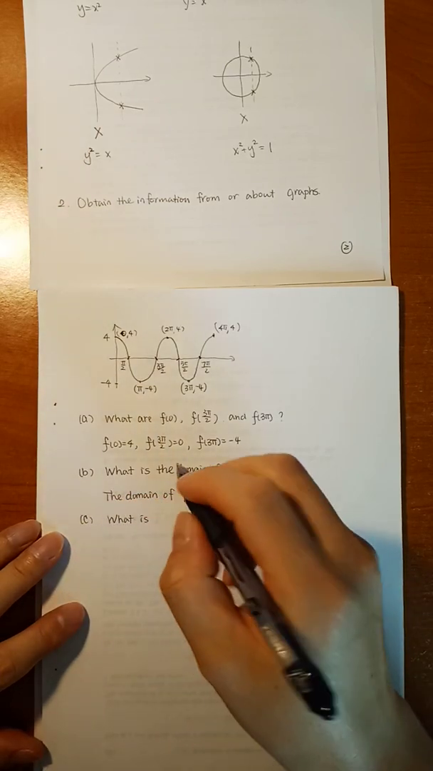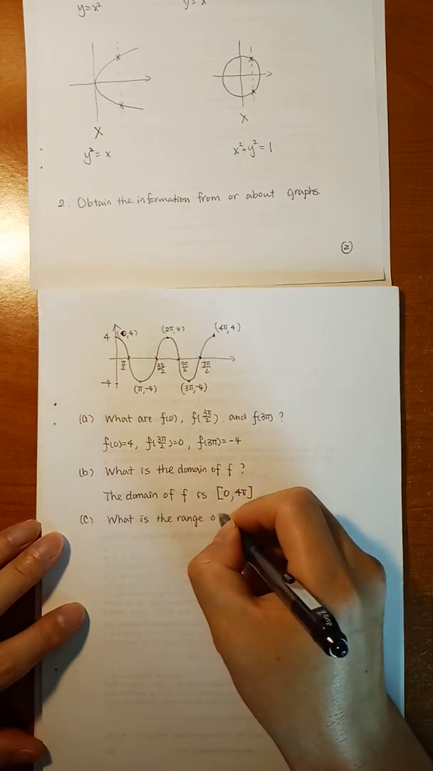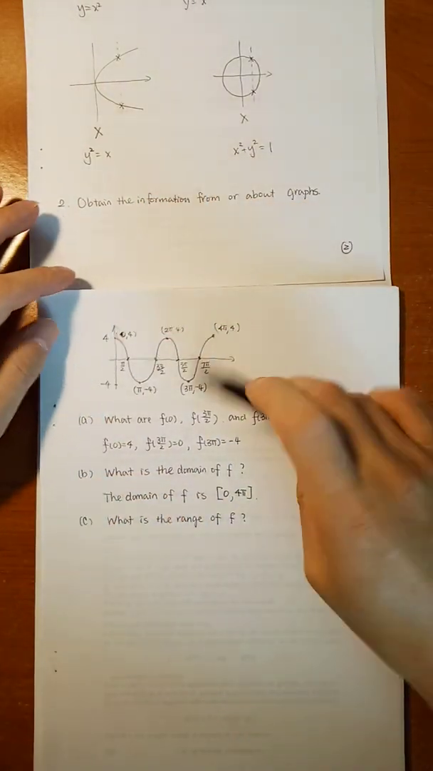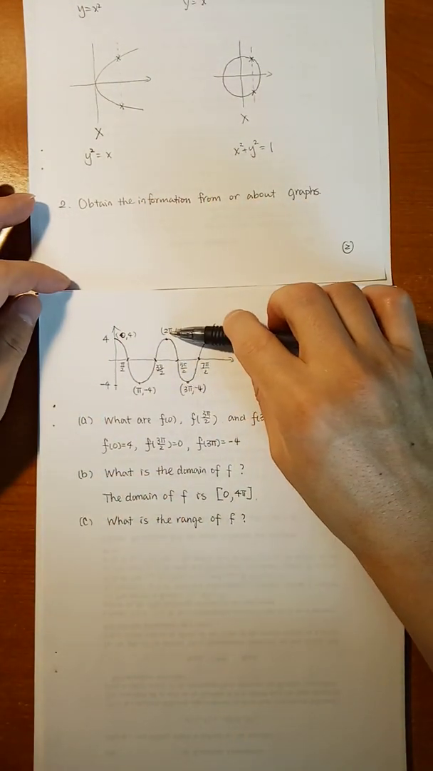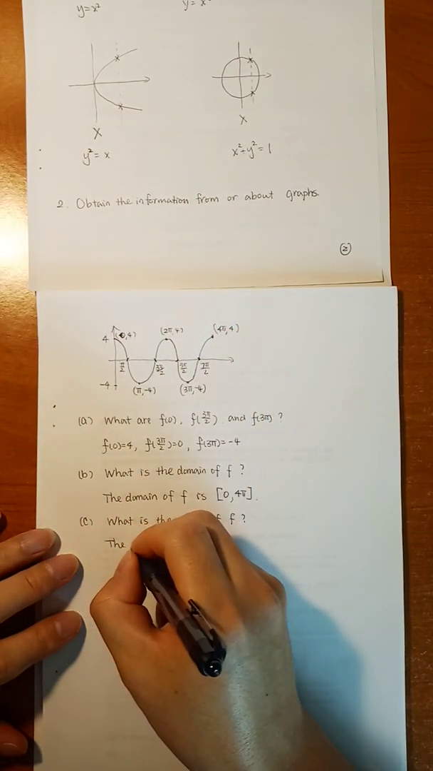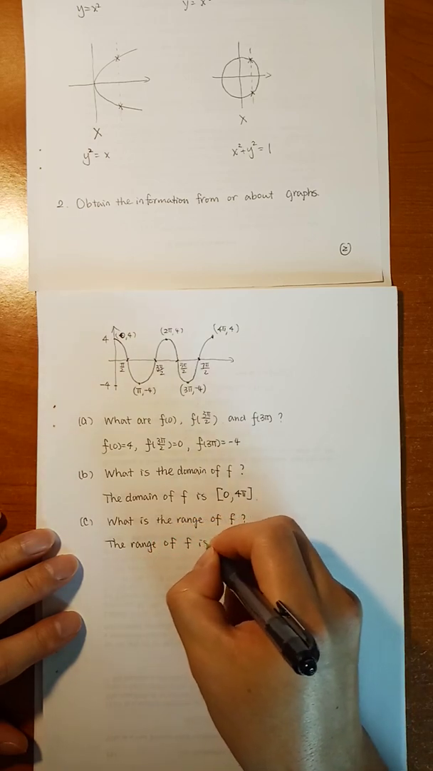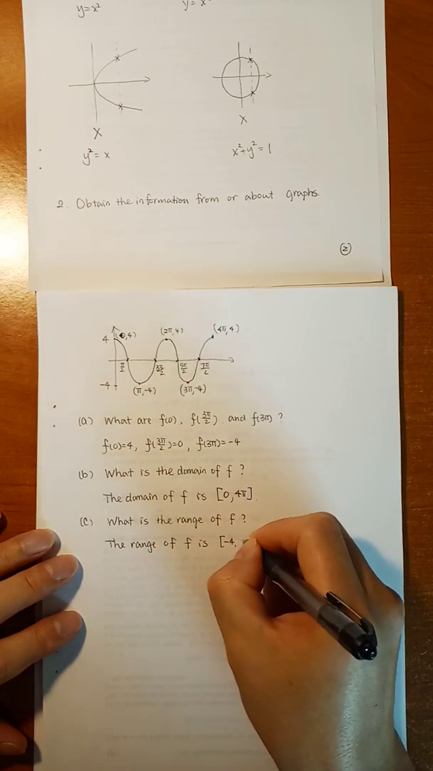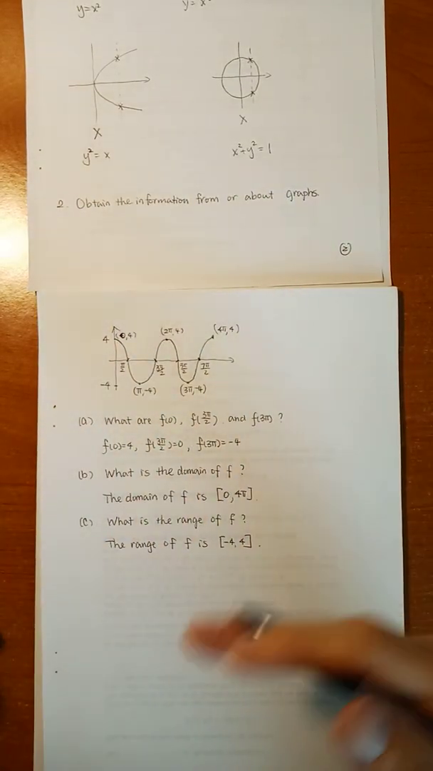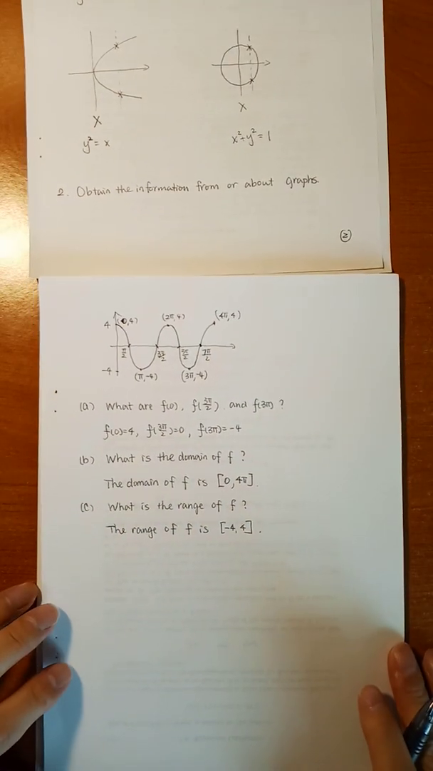What is the range of f? The range is about y. You see y starts from negative 4, it goes up to 4. So the range of f is from negative 4 to positive 4. Domain horizontal, range vertical.